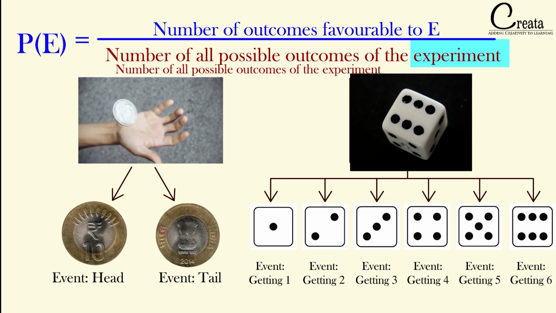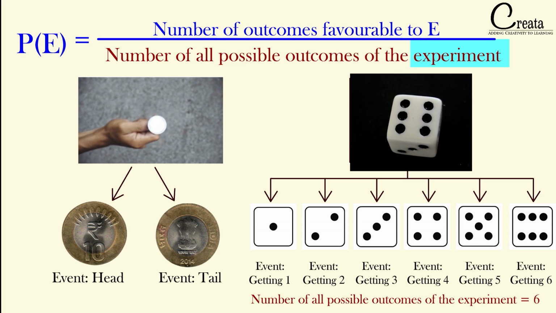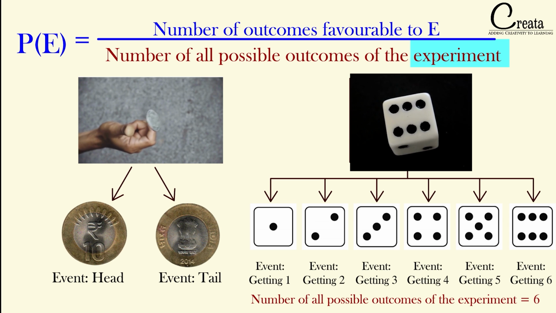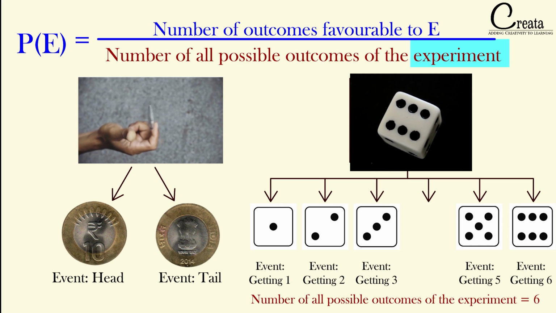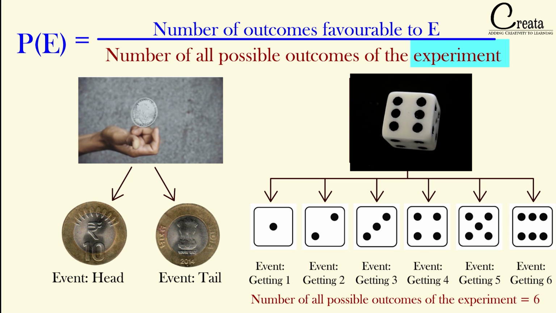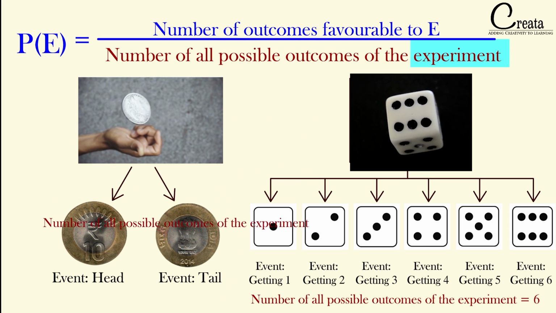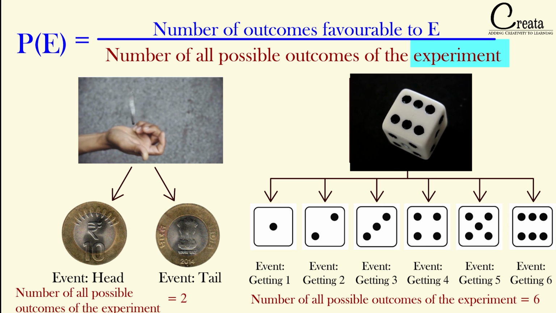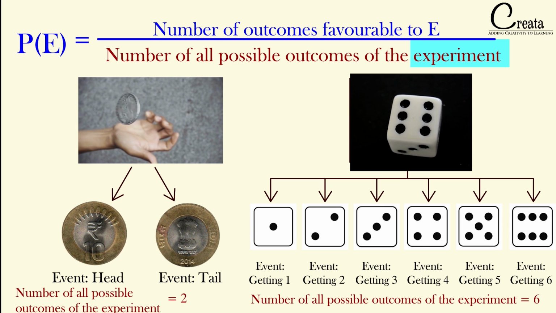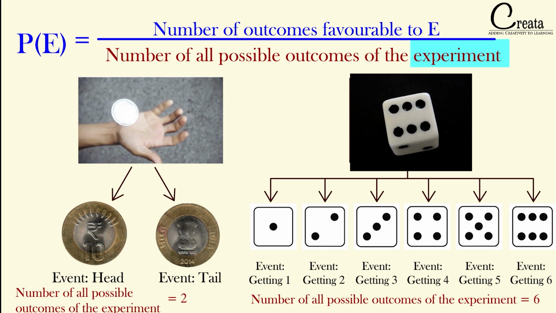So in the denominator, we will get the total number of all the possible outcomes of the experiment. Rolling the die, we are getting a total of 6 outcomes. We cannot get 7, 8, 9 or 10. We can get only 1, 2, 3, 4, 5, 6. That is 6 outcomes. So in the experiment of rolling the dice, we will get a total of 6 in the denominator. In tossing the coin, we will either get head or tail. That is 2 outcomes will be there. So 2 will come in the denominator. Got it? What is the denominator? That is the number of all possible outcomes of the experiment.